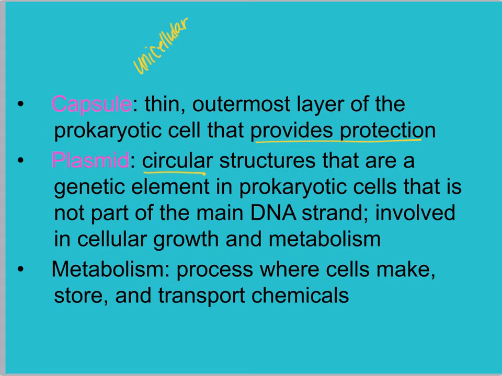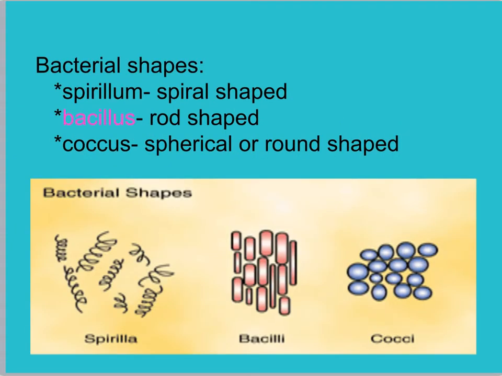And they could also be a decomposer, which is a type of heterotroph. So there's three main shapes you might find prokaryotic cells have. Again, prokaryotic cells, our only example is bacteria, so that's why it says bacterial shapes.